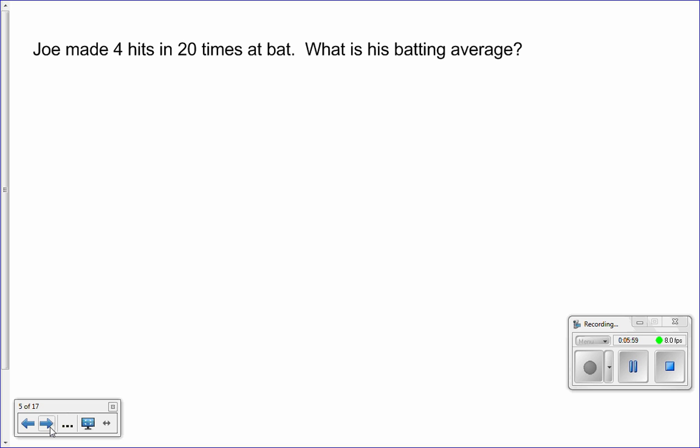So now is a good time to hit pause so that you can record your answer in your notebook and then press play when you're ready to go.